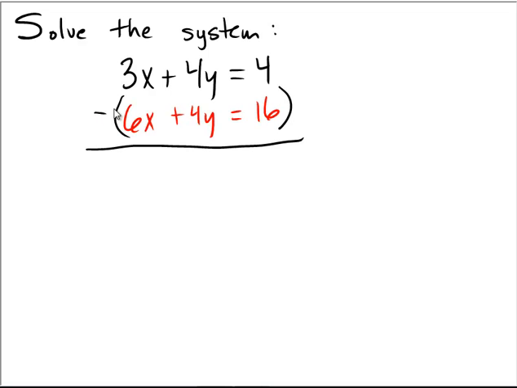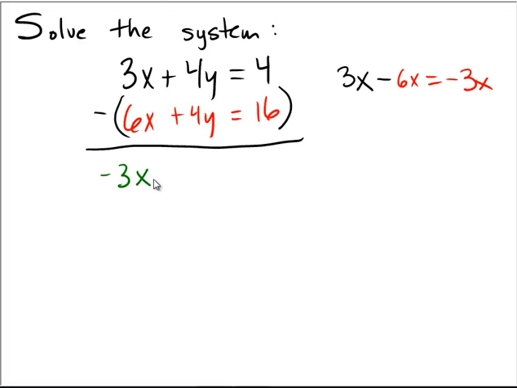And watch what happens when we try to do this. In the x's we have 3x and then we're subtracting by a 6x. 3x minus 6x is negative 3x. So at the end we'll get a negative 3x.